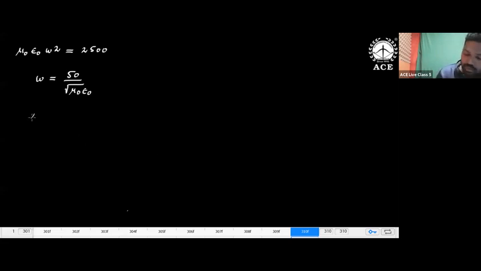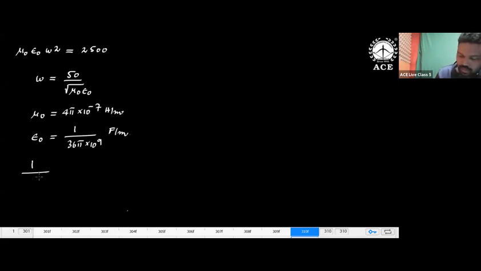What is this mu naught value? It is 4 pi into 10 to the power of minus 7 Henry per meter. What is epsilon naught value? 1 by 36 pi into 10 to the power of 9 Farad per meter. So just substitute here. You can check out these values. 1 by square root of mu naught epsilon naught will be equal to 3 into 10 to the power of 8, beta.